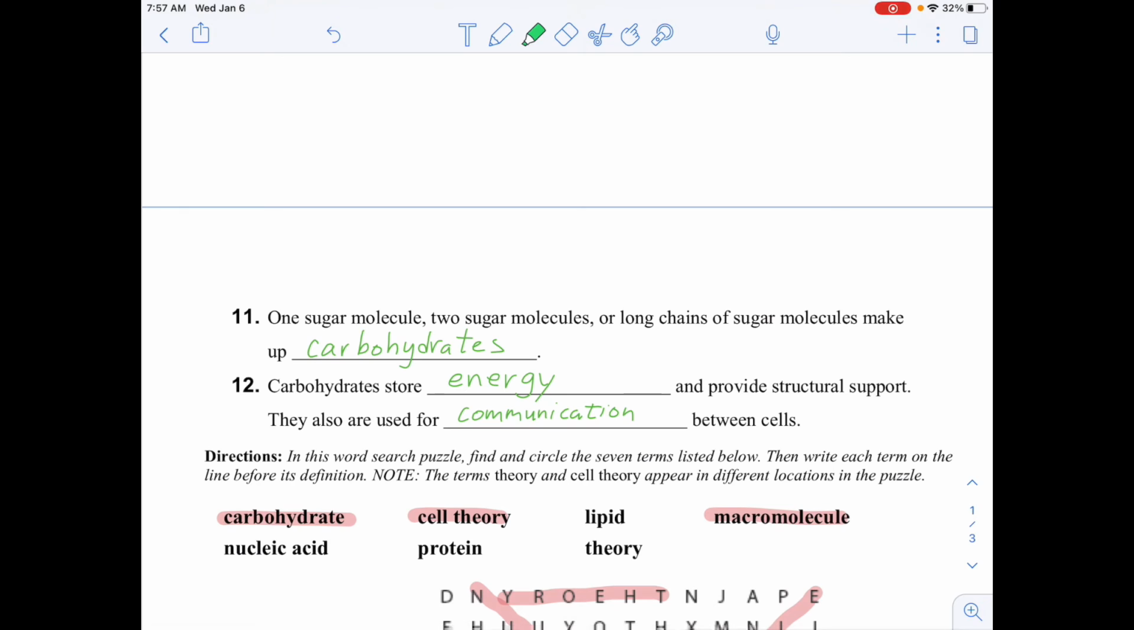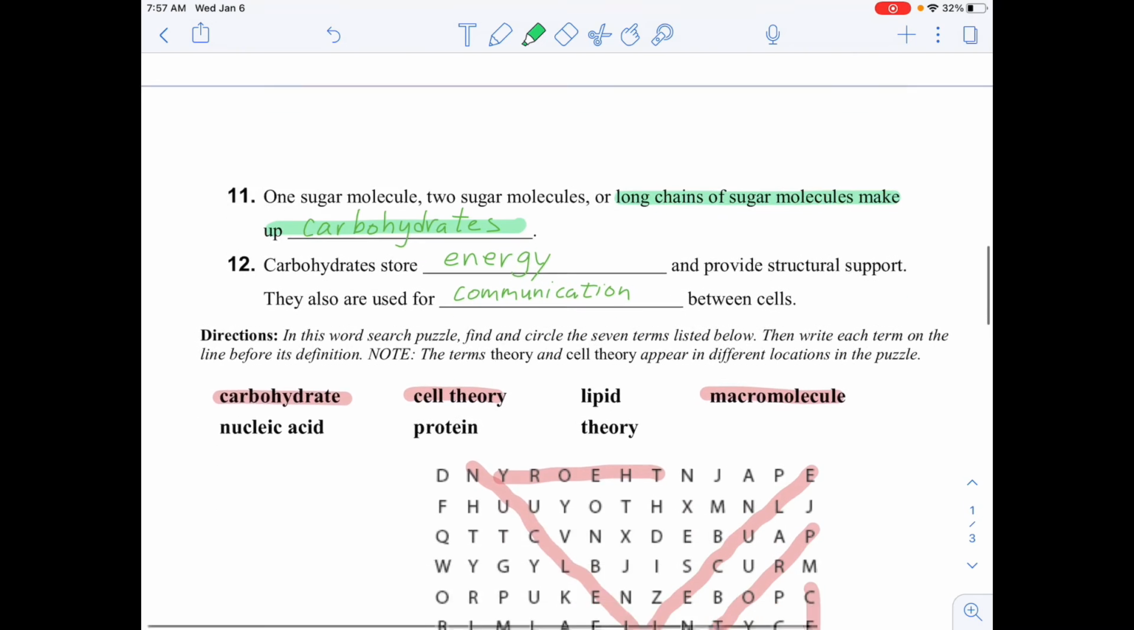Number 11, one sugar molecule, two sugar molecules, or a long chain of sugar molecules make up carbohydrates. So I'm just going to highlight this last part as sort of the core definition for carbohydrates. And then number 12, carbohydrates store energy and provide structural support. They also are used for communication between cells. So that was the heart of the lesson outline.